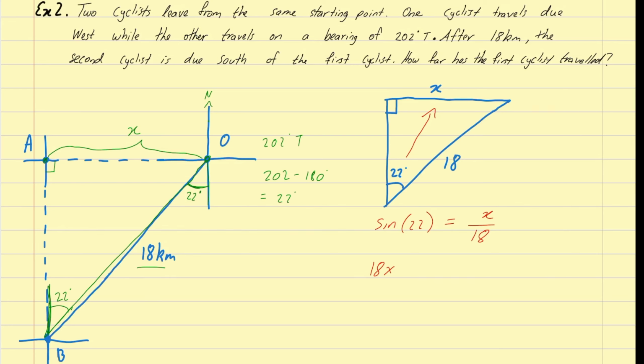We're going to get 18 multiplied by sine 22, and that's going to give us our value. x is going to equal 6.742918, and so on. Now, if the question said, give your answer to the nearest kilometer, this would end up becoming 7 kilometers.